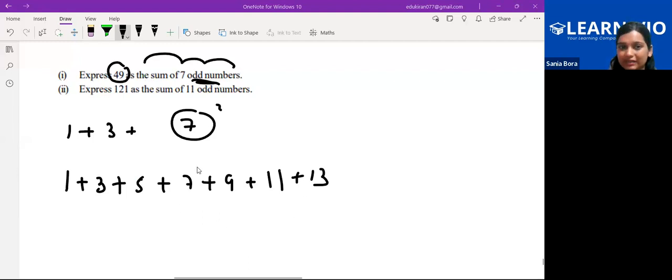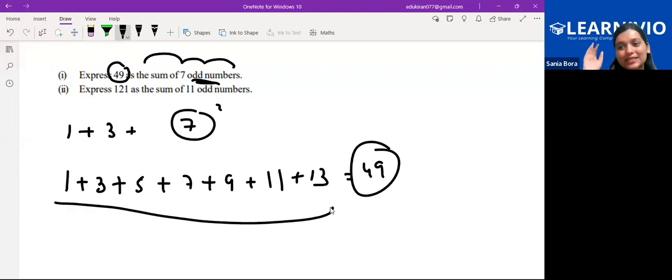No need to add it. Okay? Because we already know, because it's a square of 7, 49. So we already know. If you add all this, you will automatically get 49. So you don't need to add it again. You have to only write this as the answer. Answer is already with you because 7 square is 49.